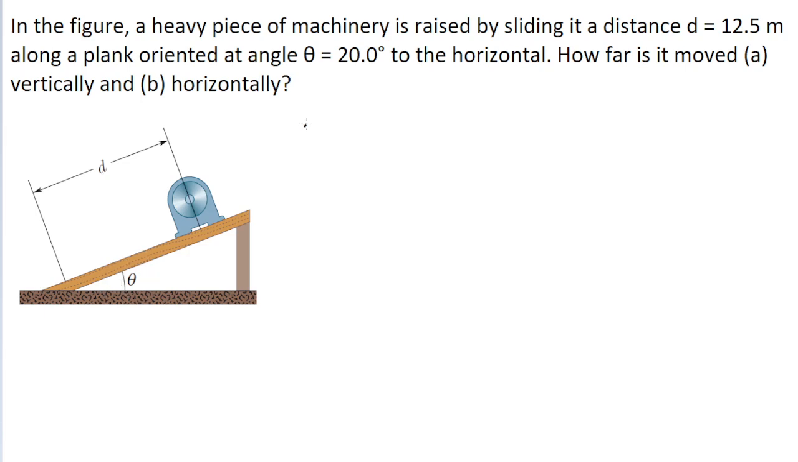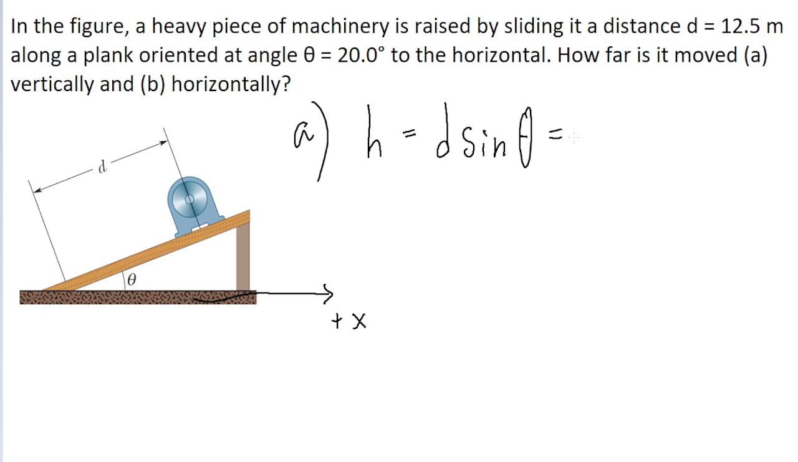Let's start with part A, which asks for the vertical displacement. Remember, if we have a vector with an angle that is being measured counterclockwise from the positive x-axis, or the positive horizontal axis, then the vertical component of that vector, or the height in this case, is equal to the magnitude of the vector, or d in our case, the distance traveled, multiplied by the sine of the angle.